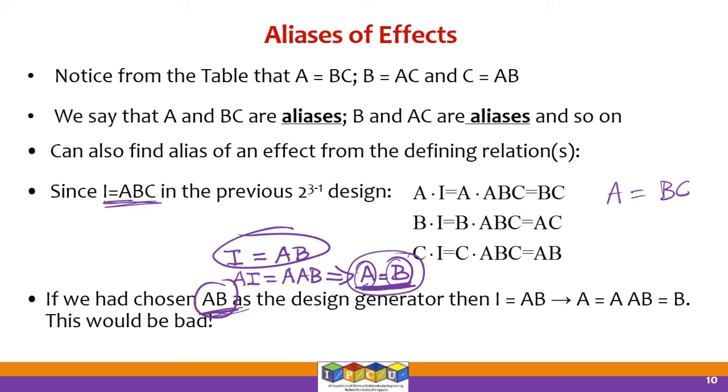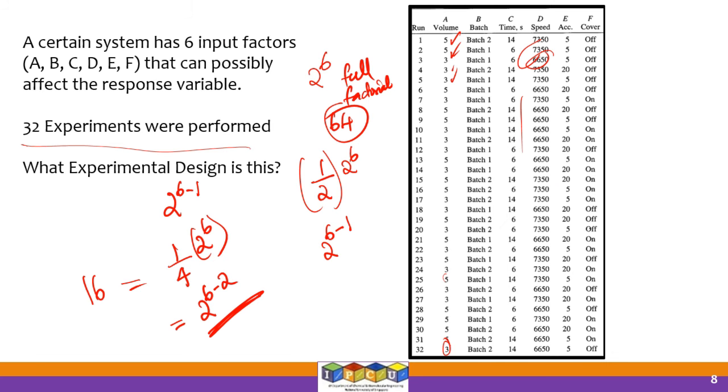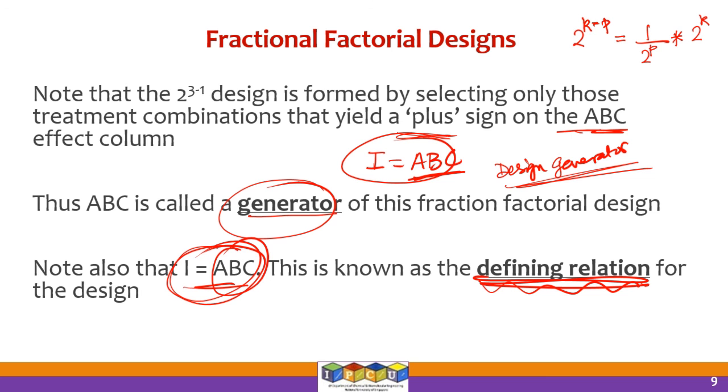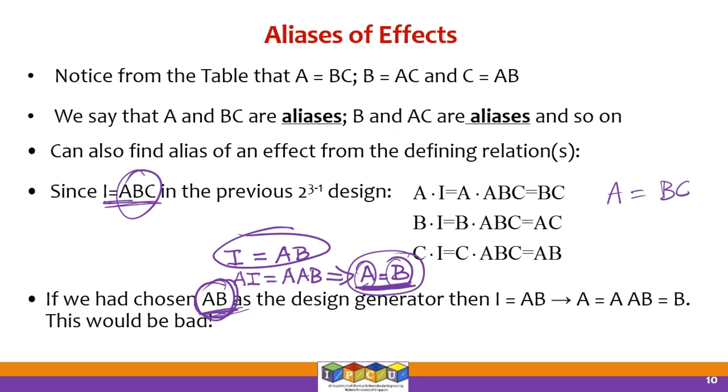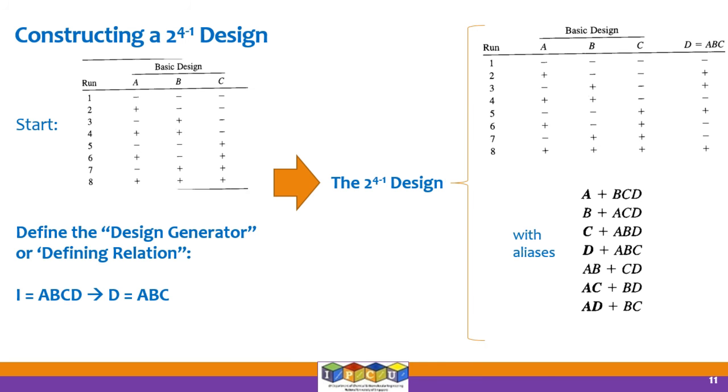All right, so I is equal to ABC is a better defining relationship than I is equal to AB. So that is why the set of 4 experiments that we chose from this table, where ABC is equal to plus 1, is a better choice if we can do only 4 experiments in this 3-factor system.